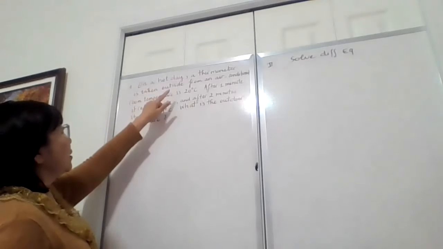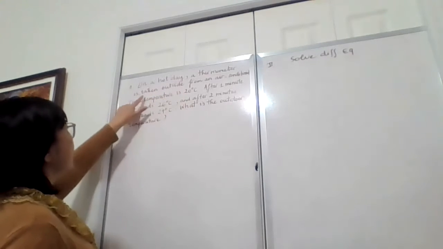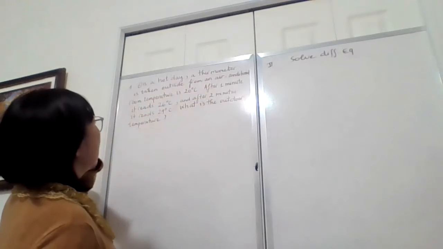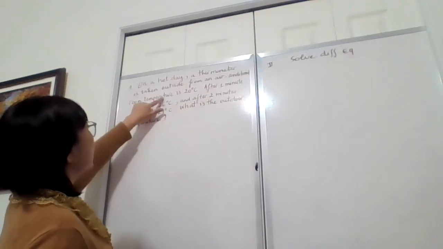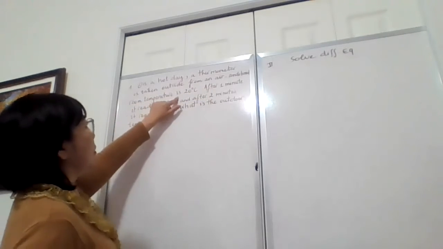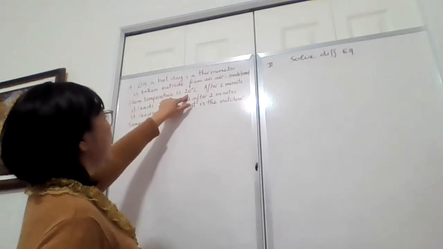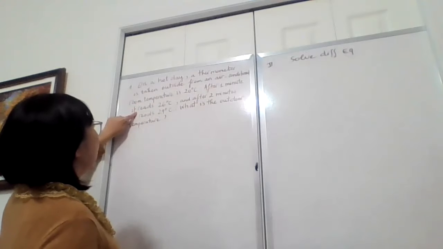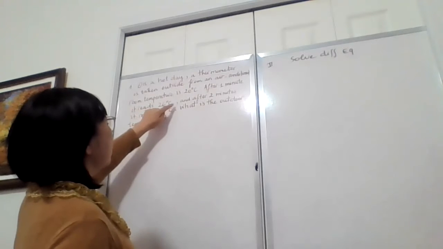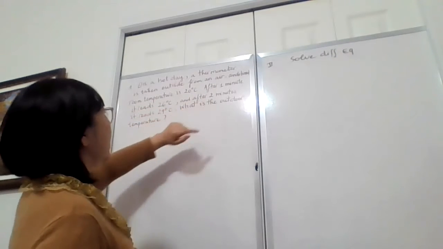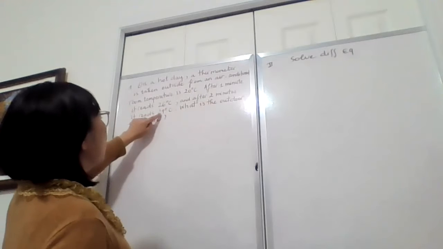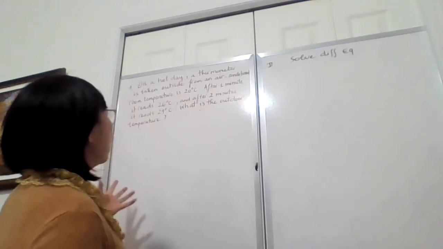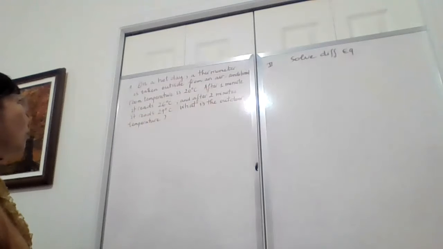On a hot day, a thermometer is taken outside from an air conditioned room. The temperature is 20 degrees Celsius. After 1 minute, it reaches 26 degrees Celsius, and after 2 minutes, it reaches 29 degrees Celsius. What is the outdoor temperature?